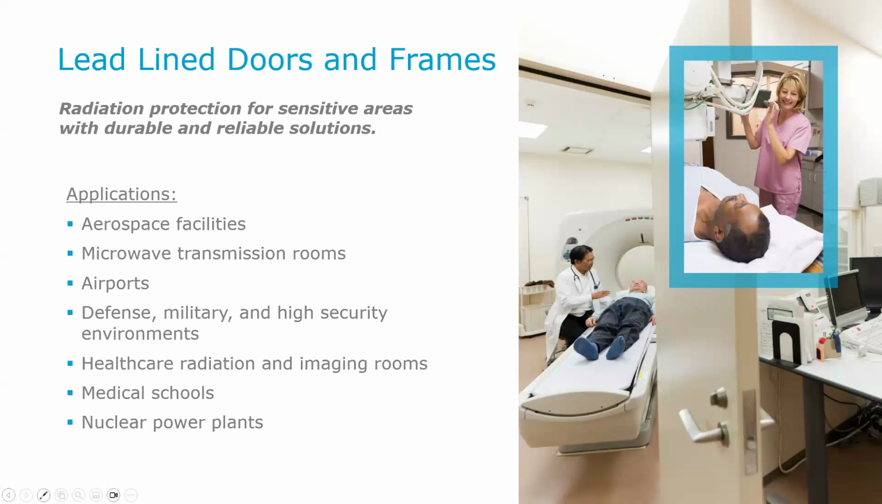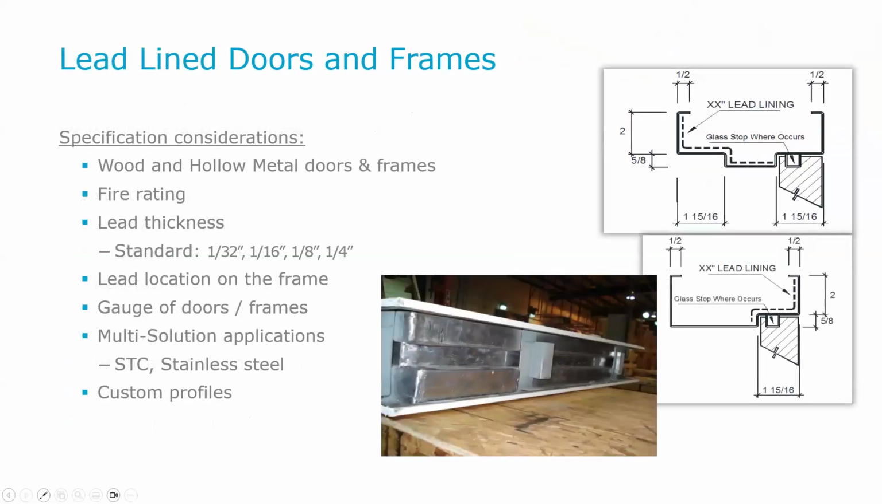You want to also be aware of the amount or the thickness of the lead that is required. Different types of applications or projects may require thicker lead. You'll see there that it's up to 1/4 inch thick lead. Also, lead can be put in wood doors, hollow metal doors and frames. Lead line doors and frames can have fire ratings on them. Again, that's a multi-solution application, whether it's lead and you wanted STC, or a lead line opening with stainless steel. In our industry, they have had up to 1 inch thick lead being supplied.